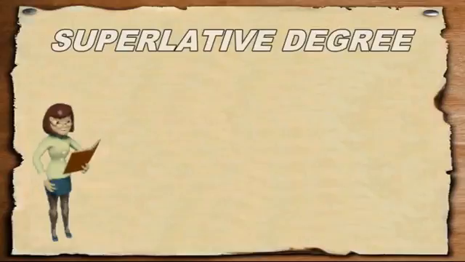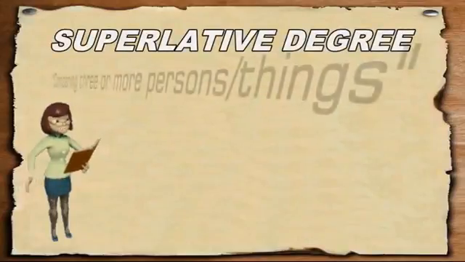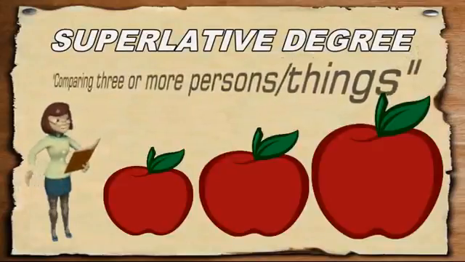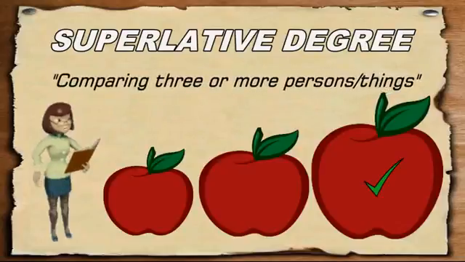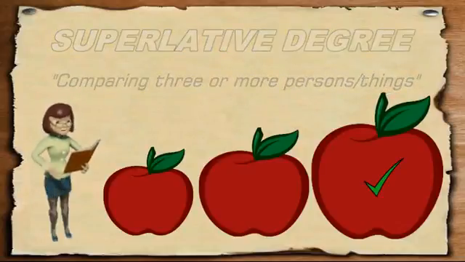Finally, the superlative degree. Superlative degree is used when comparing three or more persons or things. The apple at the far right is the biggest of all three.